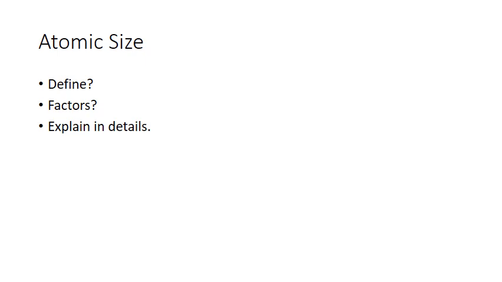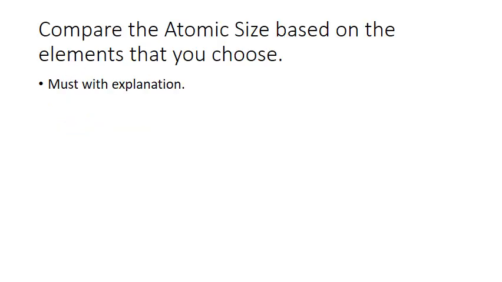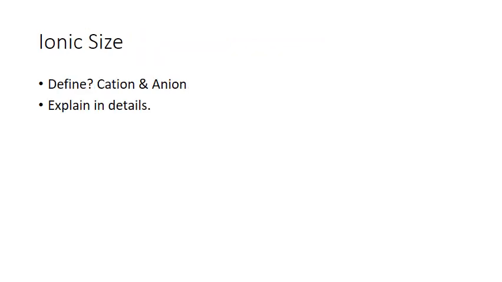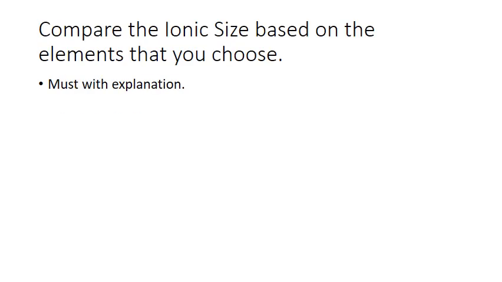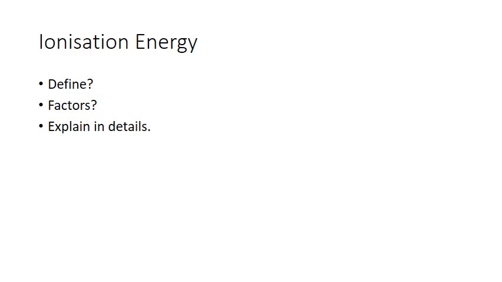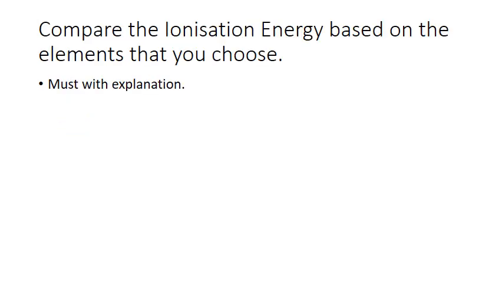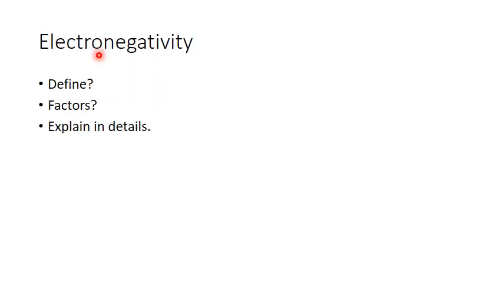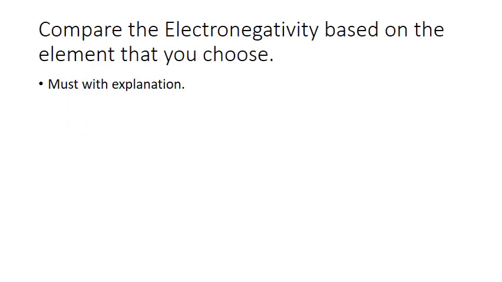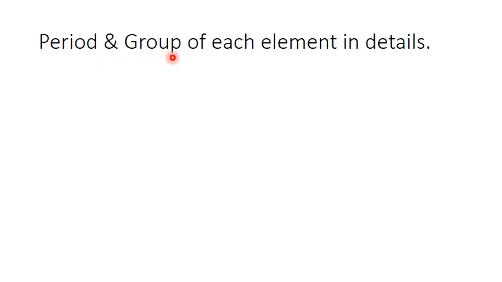Okay, so this part is for the problem identification for atomic size. You define it, state the factors, and explain. Then next, analysis: compare according to your first theme, atomic size. Second theme, ionic size, analysis for the second theme. Problem identification for the third theme, analysis for the third theme. Problem identification for the fourth theme, and analysis for the fourth theme. Fifth and sixth can be combined, or you can separate them also.